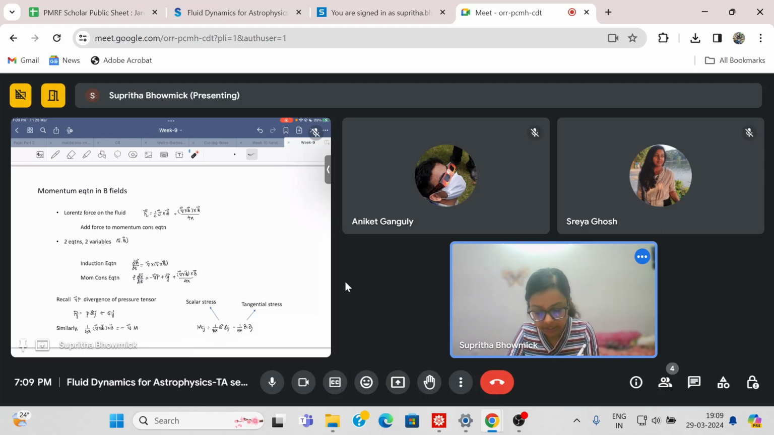Now look at this term. Remember that the way we derived this momentum conservation equation was that on the left hand side, we wrote the term which is equivalent to dp dt, and on the right hand side, we wrote down all the forces. And then we integrated over some volume element.